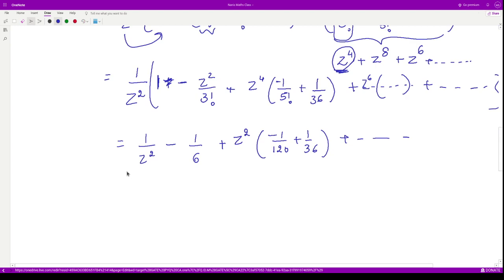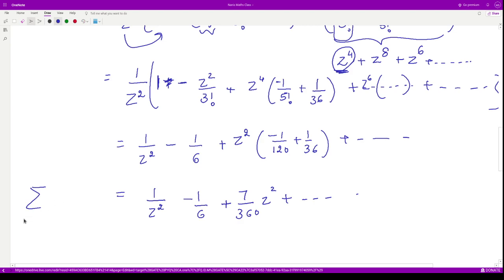So this was the expression. So when you simplify this, you will be having 1 upon z square minus 1 by 6, and while solving this, you would have something like 7 by 360 z square plus so on. So if you compare this with your expression, sum of n varying from minus infinity to infinity, bn z raised to power n, which was given in our question, this thing is basically equal to f of z, and this f of z is given equal to this thing. So from here we can evaluate the coefficients.